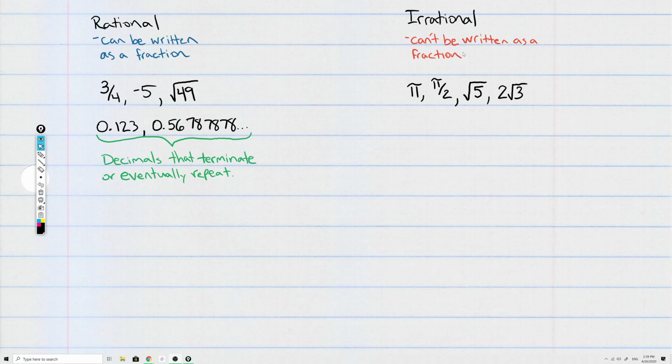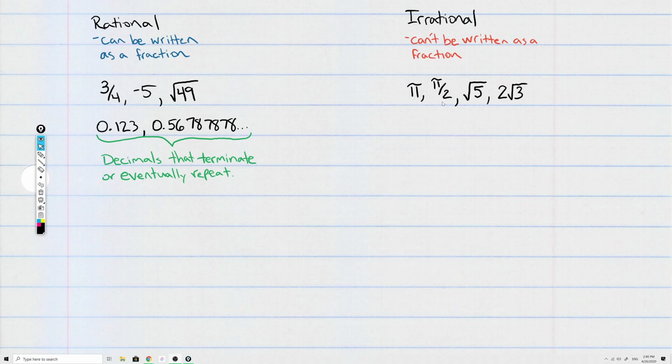Now, if you can't write a number as a fraction, and once again this means a fraction with whole numbers, then it's an irrational number. The go-to example is the number pi, which is about 3.14159, but that decimal would go on forever, and it doesn't get into a repeating pattern like this example over here. So pi is an irrational number. Pi over 2 is an irrational number.